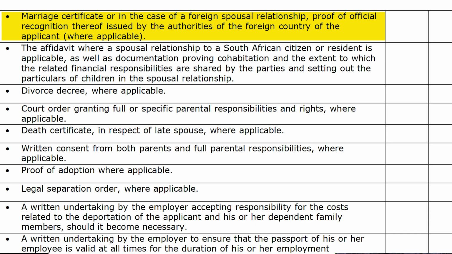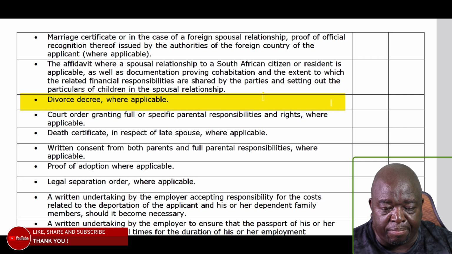This applies if you are going to do a spousal visa. Since we are doing ZEP, we don't need to worry about this as well because we are already in a different regime. Then the affidavit where a spousal relationship, this and the first point go together. A divorce decree, you don't need to worry about that.